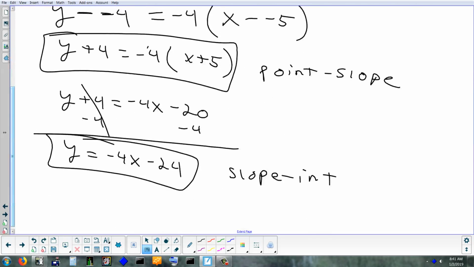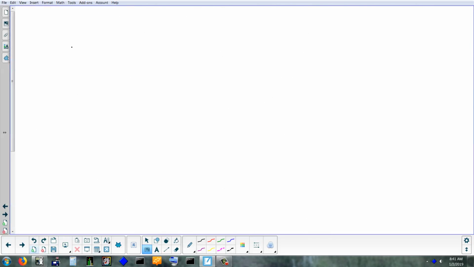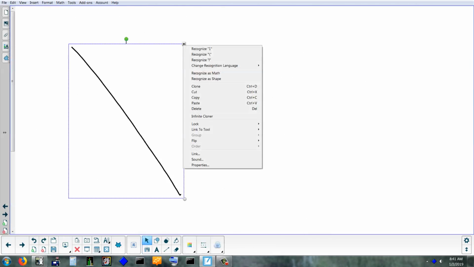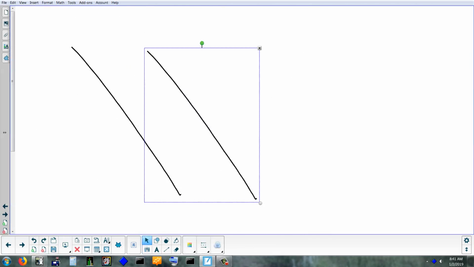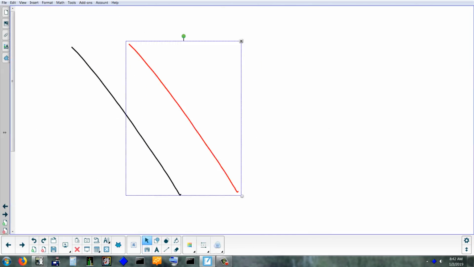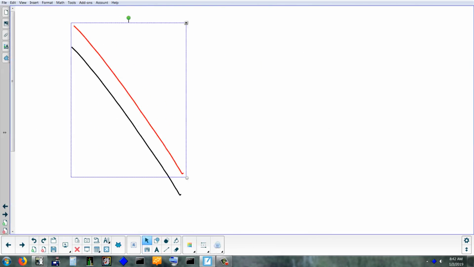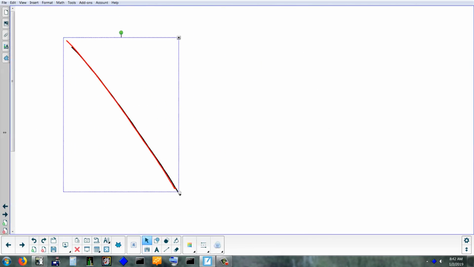All right, so now when we talk about parallel lines, we said that they have to have the same slope, right? Here's a line, and here is another line, which I'll just make a different color. Are they parallel? Yes. Are they parallel now? Yeah. How about now? No.